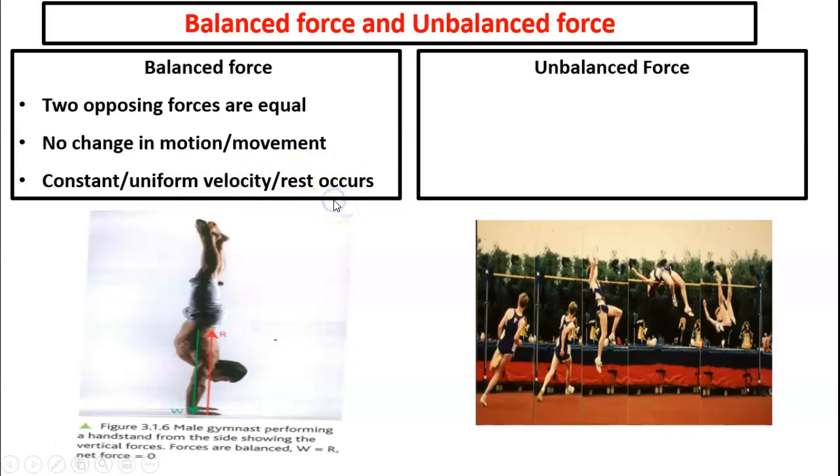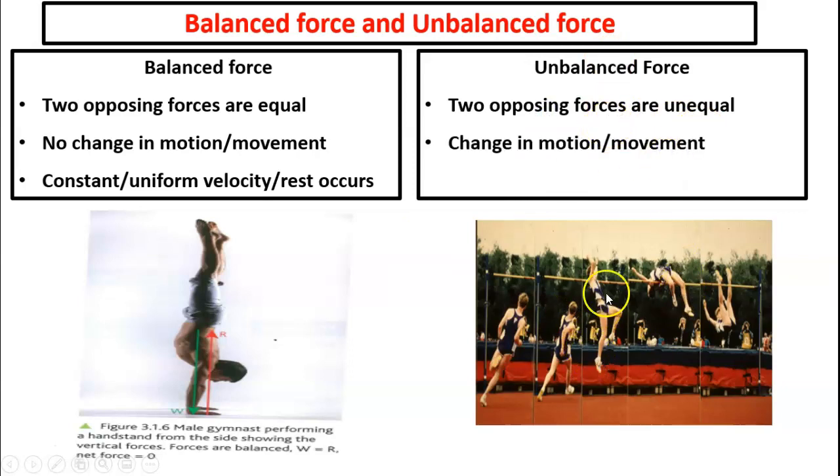An unbalanced force is when two opposing forces are unequal. In this case, this will cause a change in motion or movement. So you would have a reaction force that is bigger than weight. This causes an acceleration to take place, which would cause them to jump up. Just so you can see it over here, the reaction force will be greater than weight, so that arrow will go up further, which allows them to jump up, accelerate and get over the top of the high jump pole. Okay, so you can see that in action.